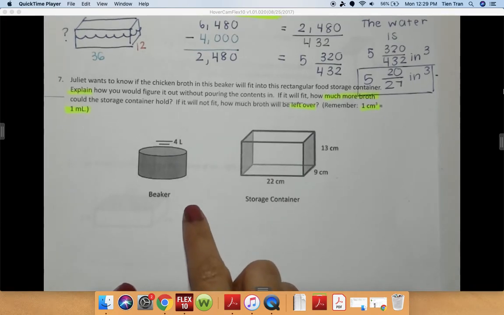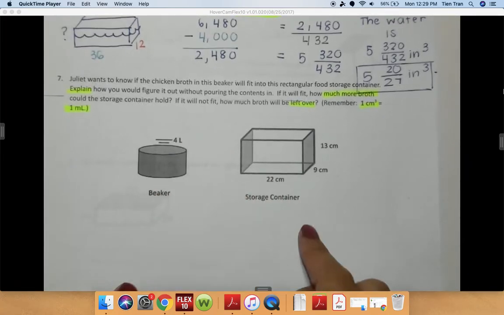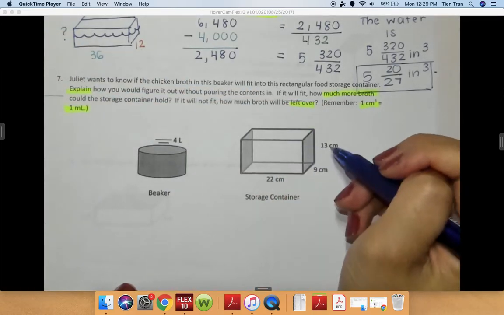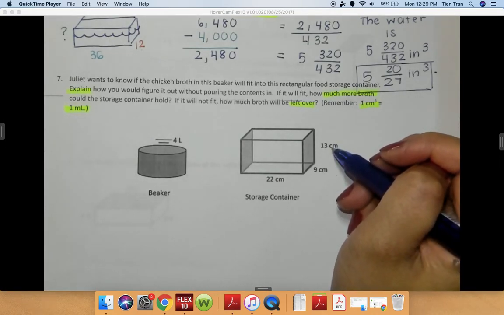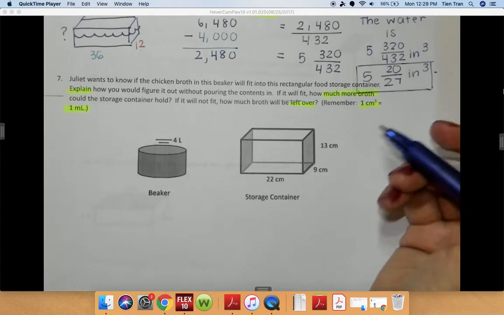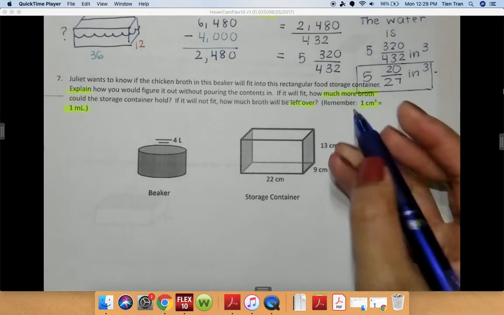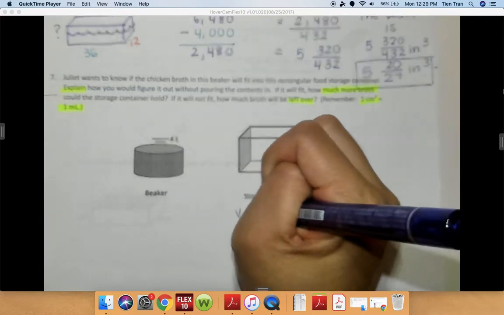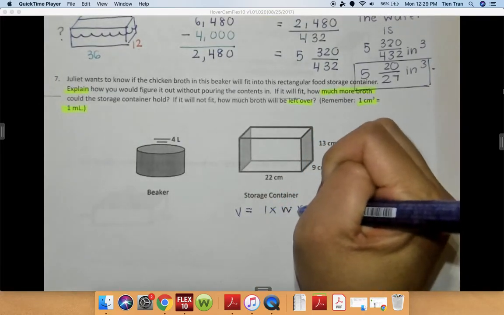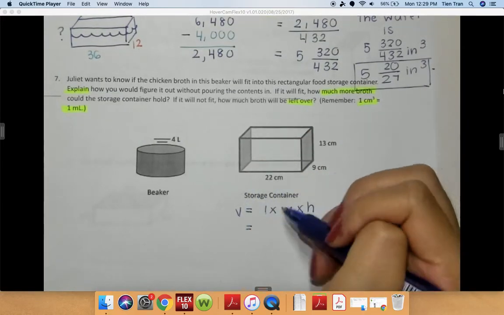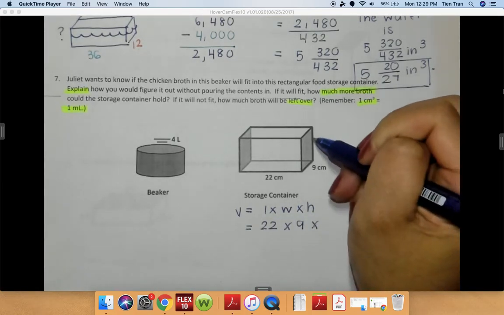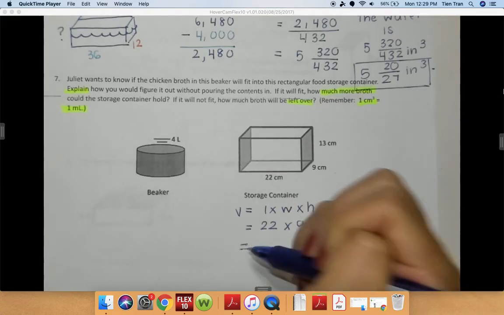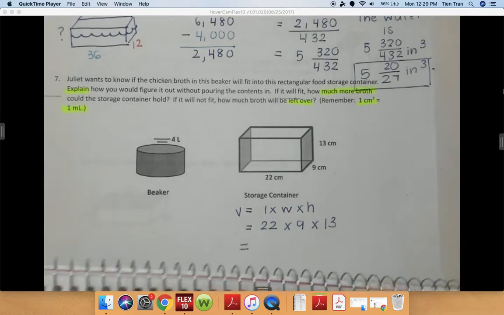The first thing I'm going to do is find the volume of both storage containers. The first one I'm going to find is this one because I know that the volume for a rectangular prism can be figured out by using the formula. So I'm going to write volume is equal to length times width times height. The length is 22, the width is 9, and the height is 13 centimeters. Okay, now I'm going to multiply all of that together.